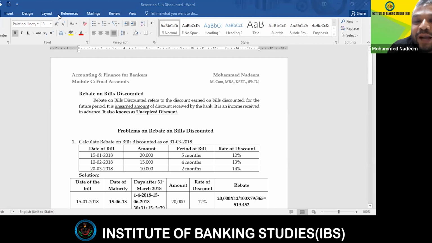It will be reflected in the bank's balance sheet, not the company's. It is a current liability for the banker. Rebate is a current liability for the banker. So we won't consider it from the customer's point of view. It is bankers only. Any other doubt related to this?